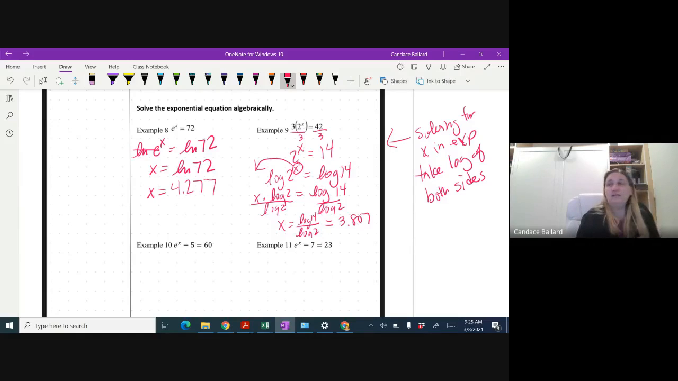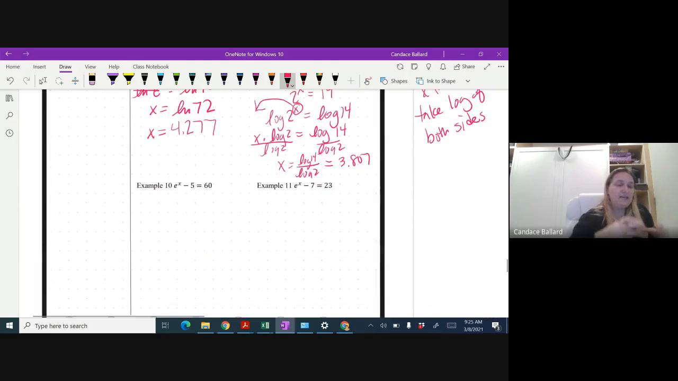All right, let's take a look at example 10. So the first thing I need to do on example 10 is I need to isolate that e to the x. So what do I need to do to get that e to the x by itself? Can you guys tell me that in the chat? Here's where I'm going to ask questions. What am I going to do to get that e to the x by itself? Help me out.